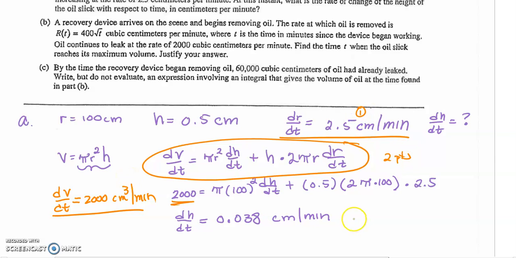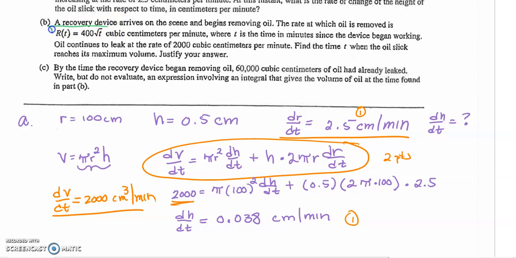And then my final answer gives me that 4th point. Pause the video and read part B. So I'm hoping you've read through this and you realize our oil is still leaking at 2,000 cubic centimeters per minute, but now we have a new rate we've been introduced to.